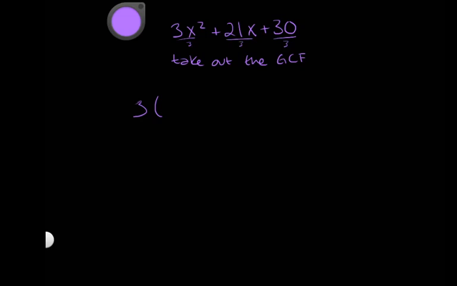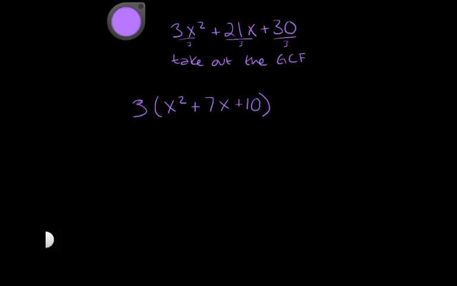So 3x squared divided by 3, I'm just left with an x squared. 21x divided by 3, well, 21 divided by 3 is 7, so plus 7, and we still have that x. And 30 divided by 3 is 10. So there is my trinomial.